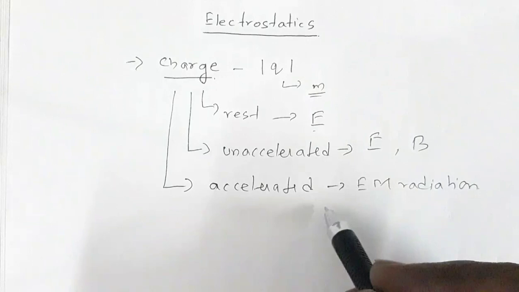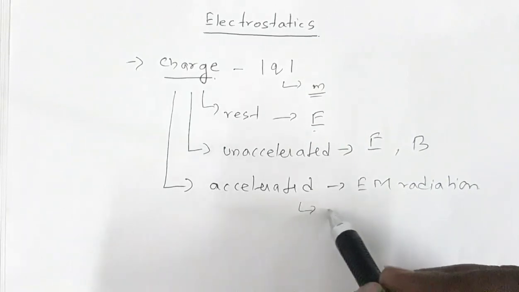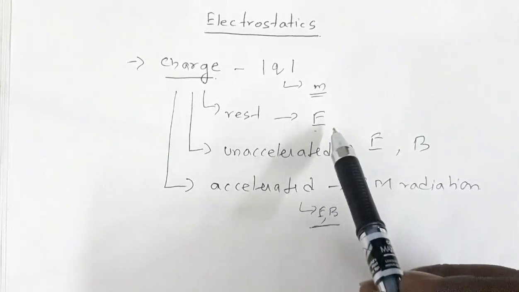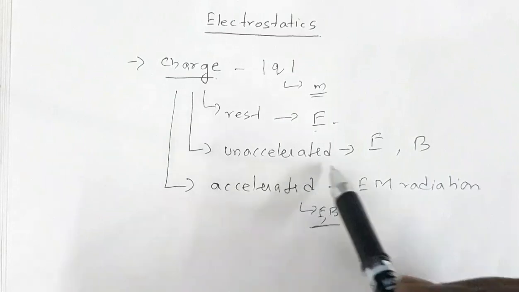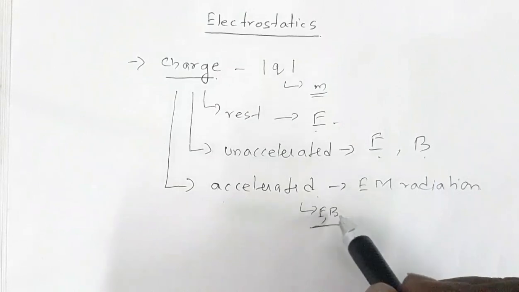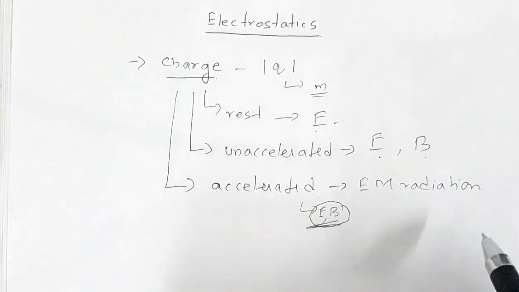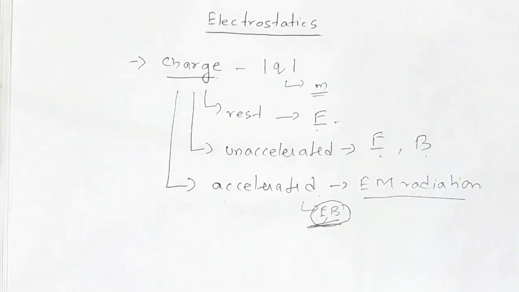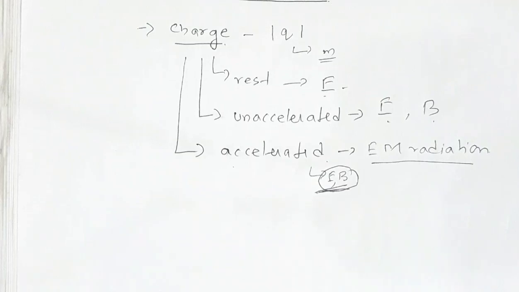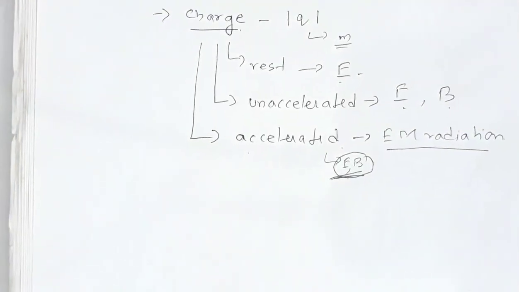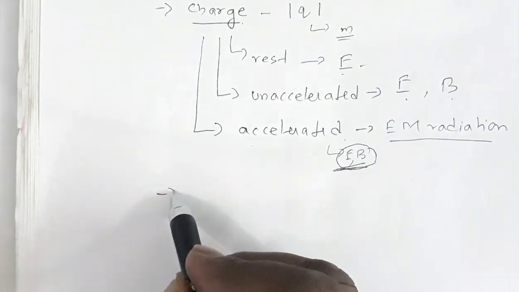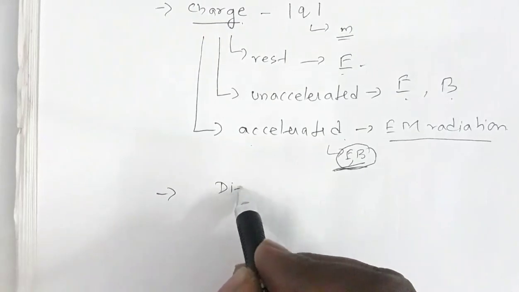That is, it will have both electric field and magnetic field. So a rest charge will give rise to electric field, unaccelerated charge will give rise to electric field and magnetic field. Now if the charge is accelerated, in addition to producing electric field and magnetic field, it will also emit electromagnetic radiation. Okay, these are the few important features of charge in addition to the properties what you have written in your NCERT textbook.